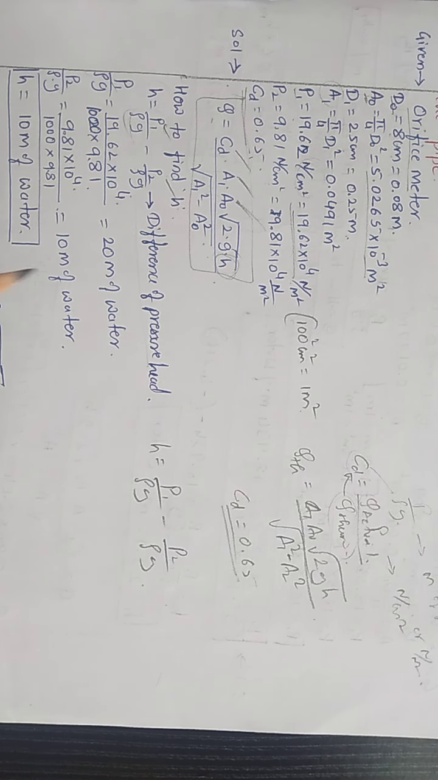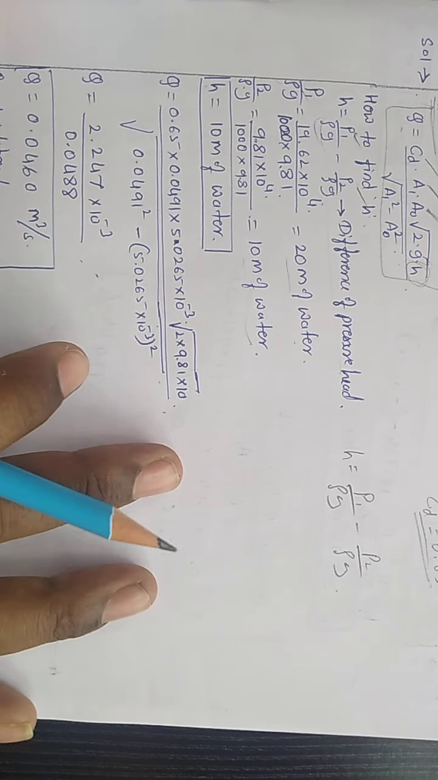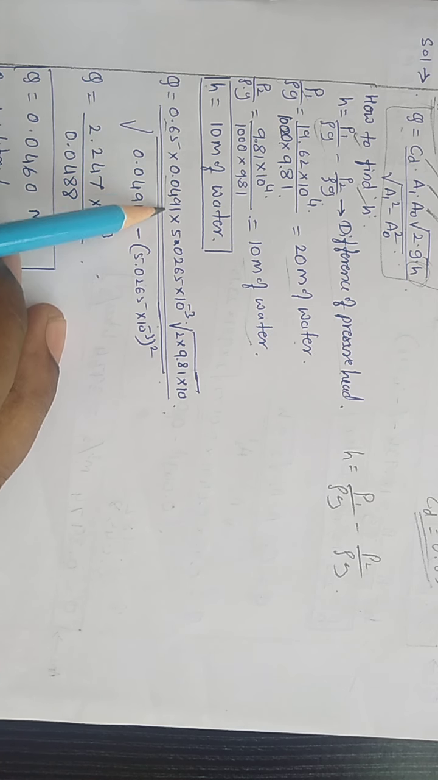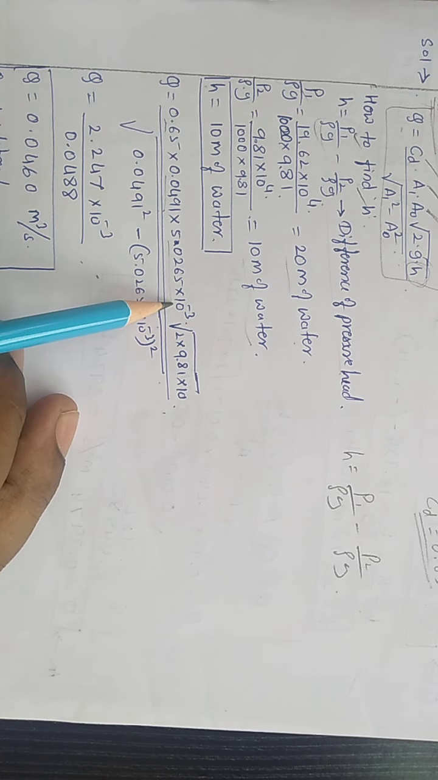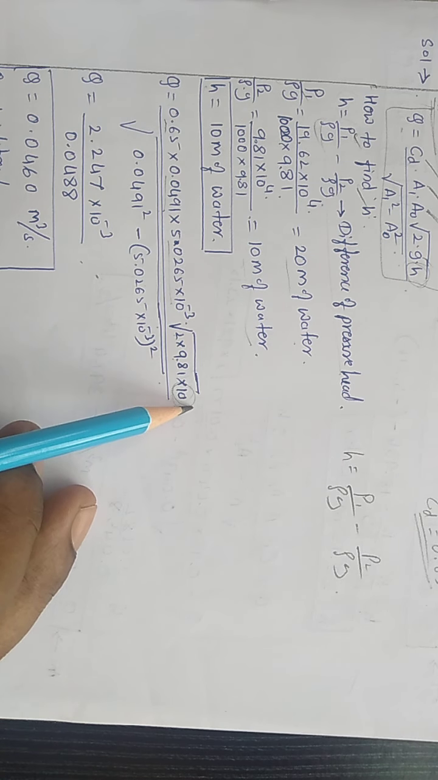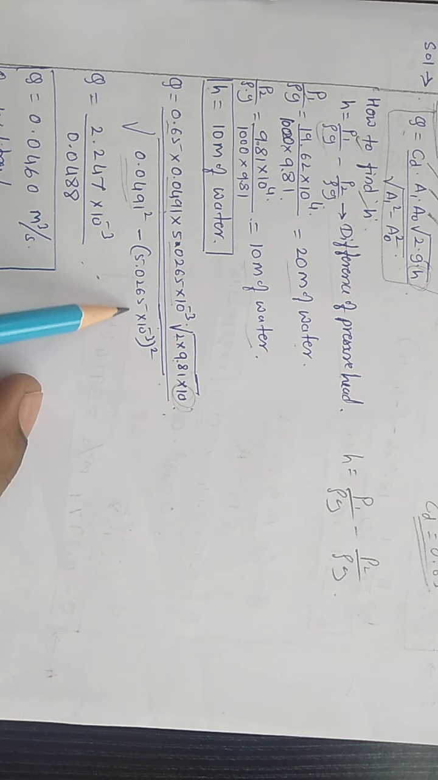So you will get 20 meter of water head, and here 10 meter of water, so the difference will be 10 meter of water. Substitute everything: it is CD, this is A1, this is A0, 2 into g, 9.81, into H, which we have got as 10 meter of water head, divided by square root of A1 square minus A0 square.